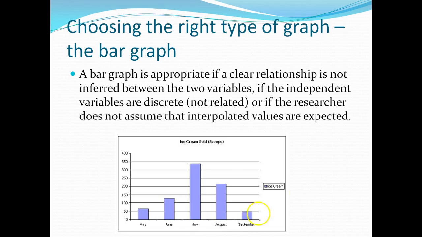Here we see a bar graph. The bar graph is showing us the number of ice cream scoops sold in the months of the year. So May, June, July, these are discrete entities. So we wouldn't want to connect the dots here because we are looking at the number of scoops in a given month.